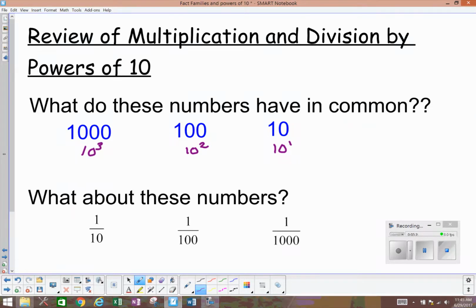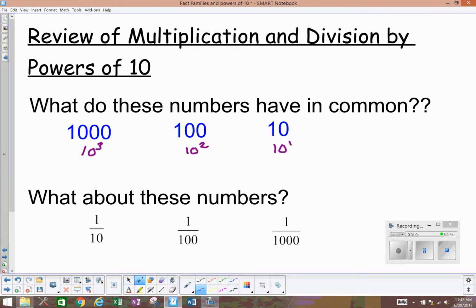What about the numbers 1/10, 1/100th, and 1/1000th? What do you notice about these numbers? Well, they appear to be using the same thing as the powers of 10 that we just looked at, but the powers of 10 are in the denominator. That means that they are reciprocals of our powers of 10 that we just looked at.